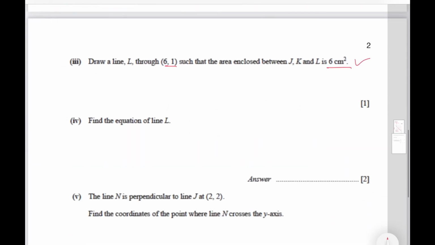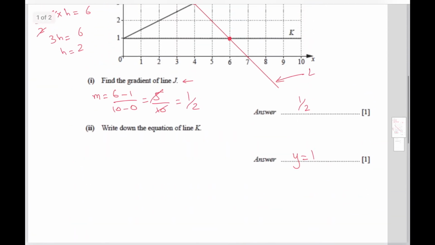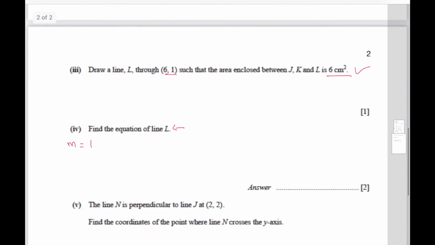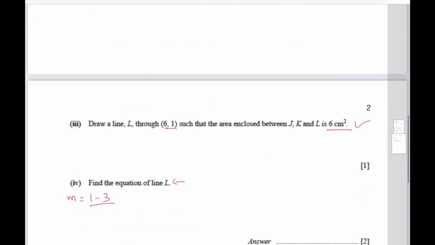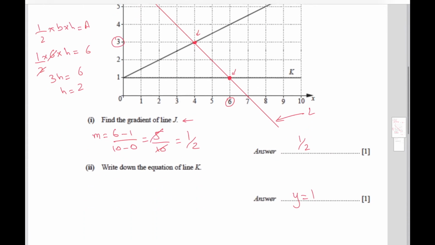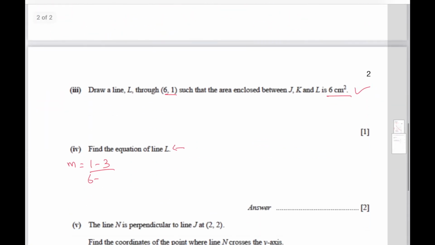The next part says find the equation of L. The first thing that you need is the gradient. How do we find the gradient? We do the y2 minus y1 formula. The y2 in this case is 1 and the y1 is 3. So you do 1 minus 3 divided by x2, which in this case is 6, and x1 is how much? 4. Sorry. Yeah. So you do 6 minus 4. So you get negative 2 over 2. When you simplify this, the gradient comes out to be negative 1.